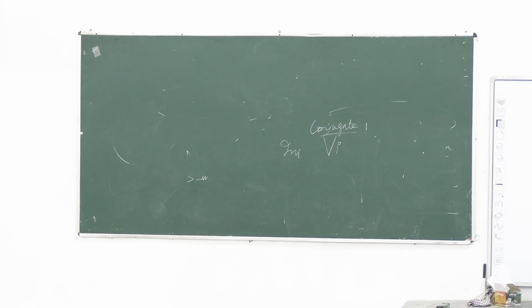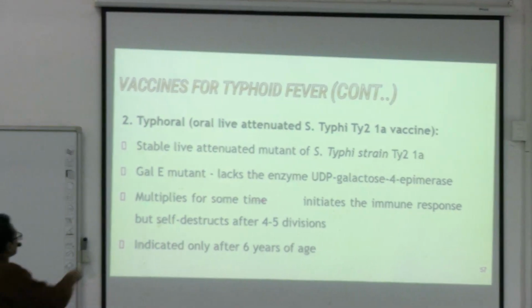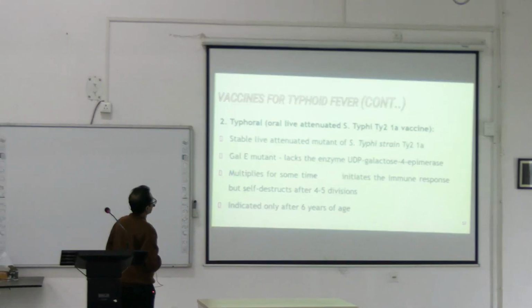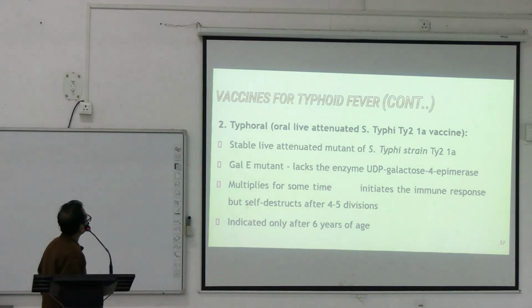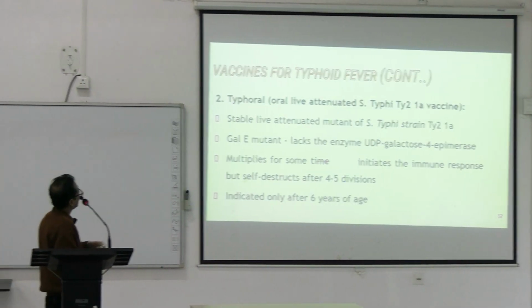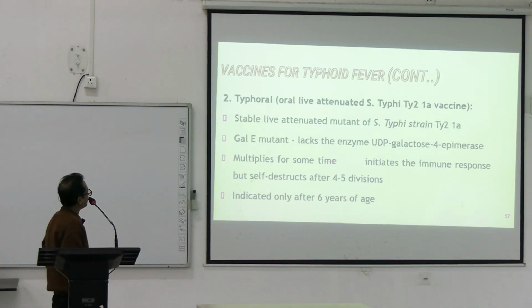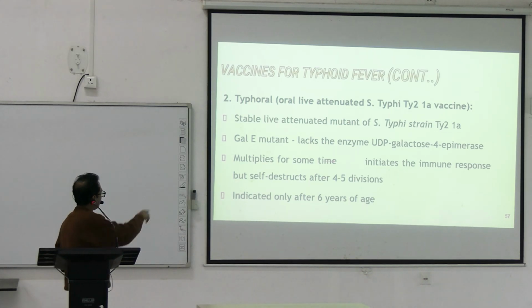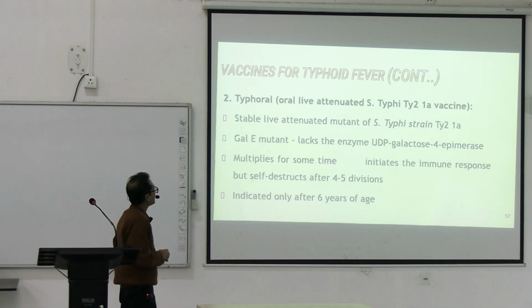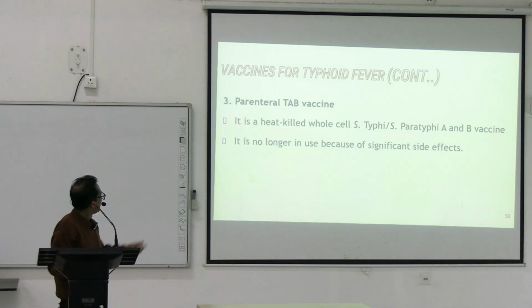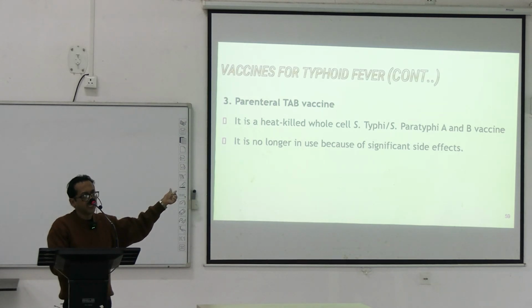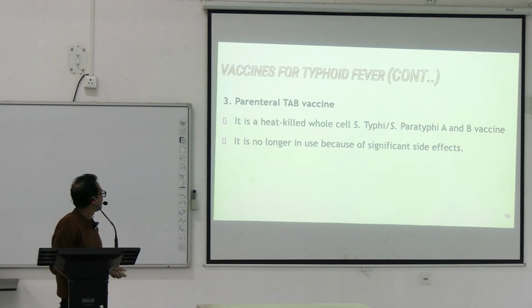Conjugate Vi vaccine. What other vaccines are there? Typhoral. Typhoral is an oral live attenuated vaccine. Ty21a vaccine, this is the oral live attenuated vaccine. It has a galE mutant, which lacks the enzyme UDP galactose 4 epimerase, but it self-destructs after 4 to 5 divisions. Only indicated after 6 years of age. TAB vaccine was previously used, nowadays it is not used.